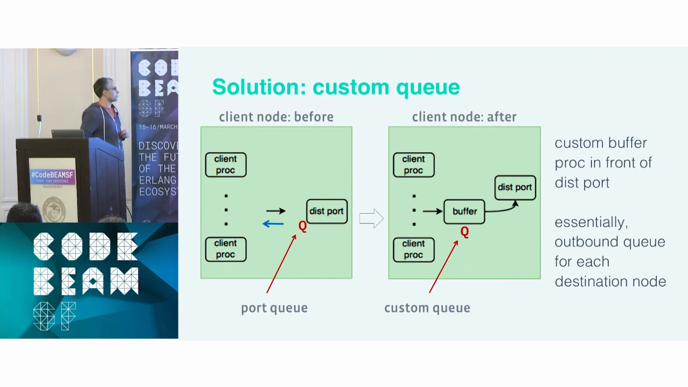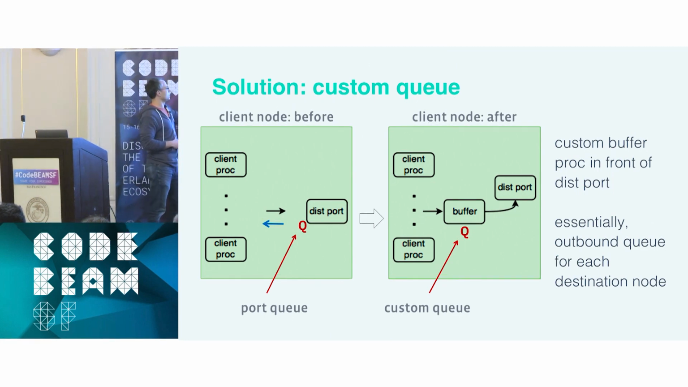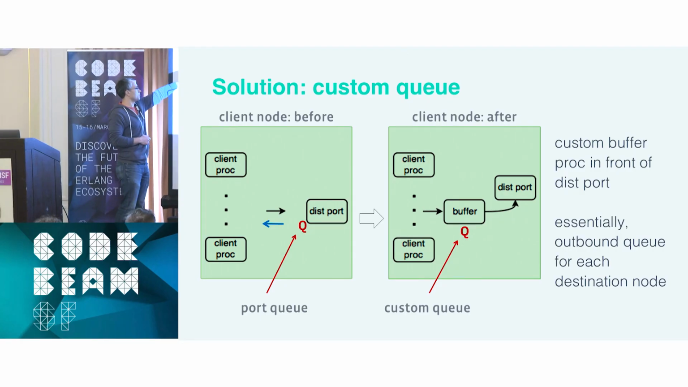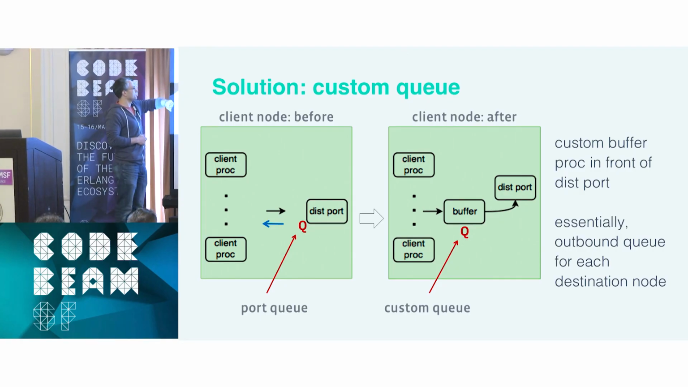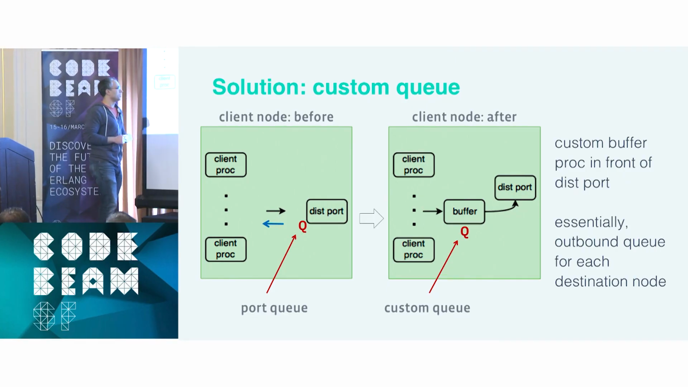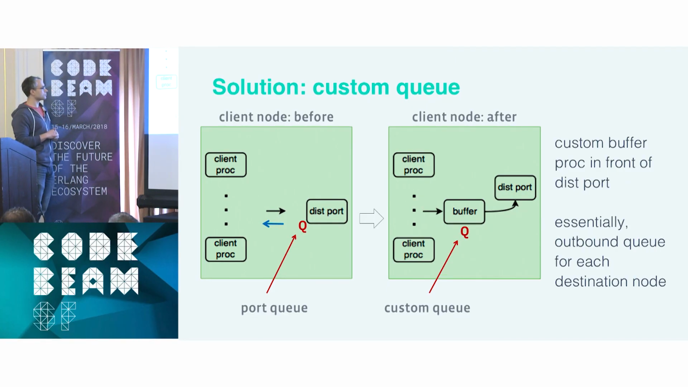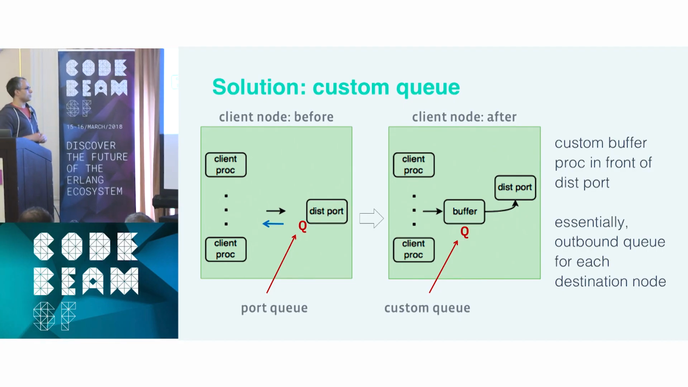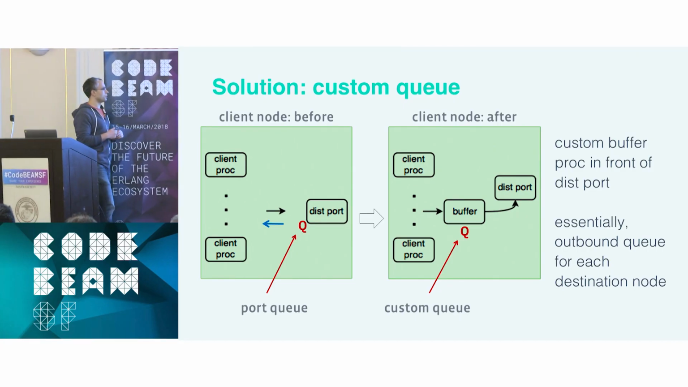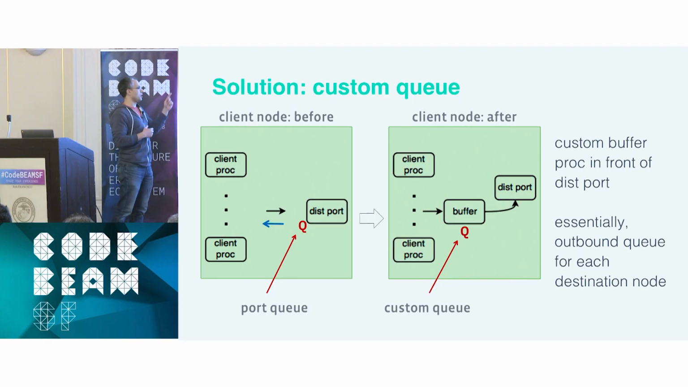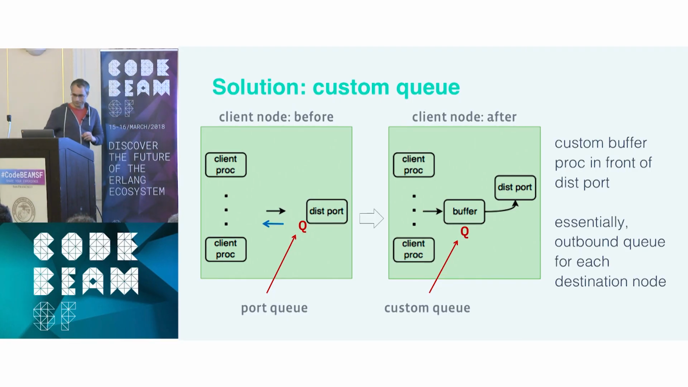Here's another solution that we also use, and that's a pretty obvious one. Instead of relying on queuing logic and the suspension mechanism in the dist port, you just stick a queue here, a buffer, and do it in your own code the way you want. We often use it in front-end nodes for outbound queues for each of the destination nodes.